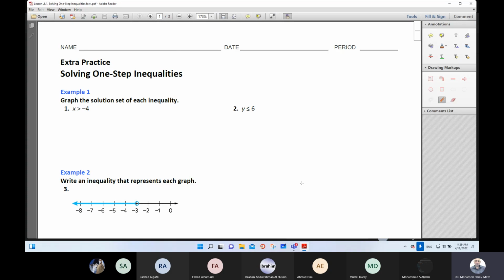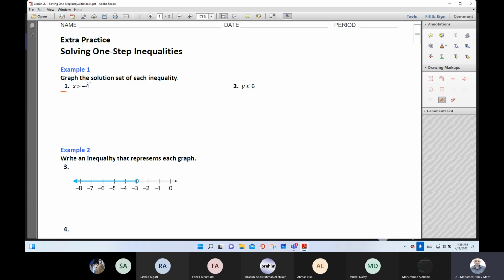Math grade 9 Algebra 1. We are in module 6, lesson 1, solving one-step inequalities. Today we will continue our work. In this lesson we have extra practice. I will solve the first two exercises, then you can work with me.